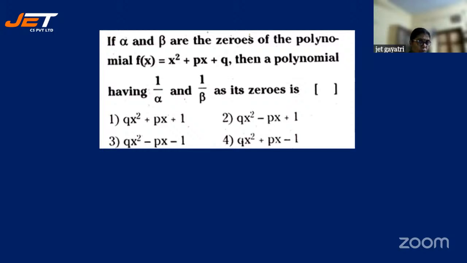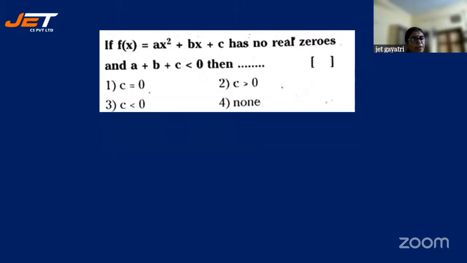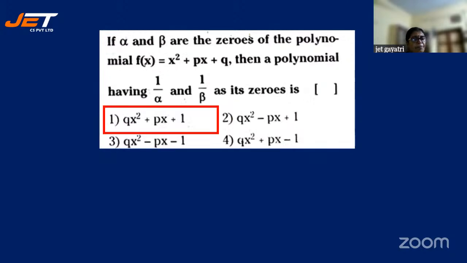Right? So 1 by alpha, 1 by beta. The formulas we have already explained and done in the same PPT. We mentioned the formulas. So using 1 by alpha and 1 by beta, is it qx square plus px plus 1, or qx square minus px plus 1, or qx square plus px minus 1, or qx square minus px minus 1? The answer should be qx square plus px plus 1. How? Because the polynomial has 1 by alpha and 1 by beta.